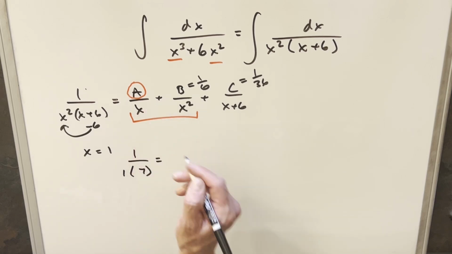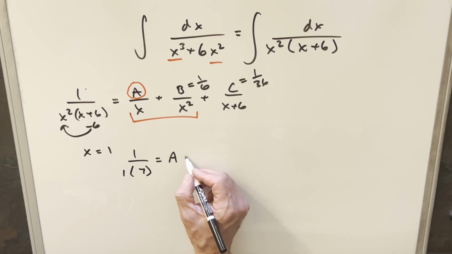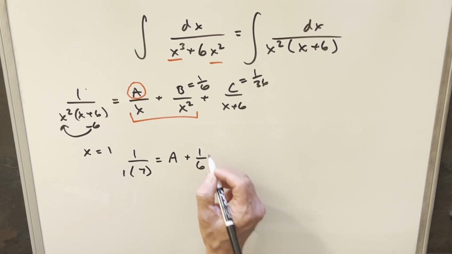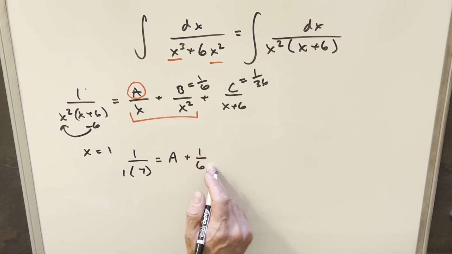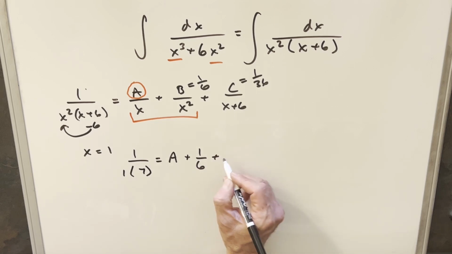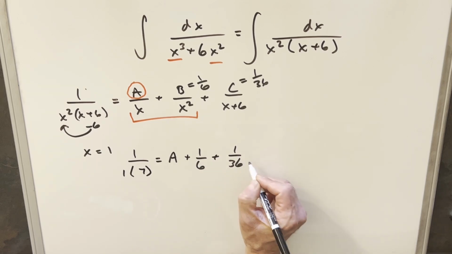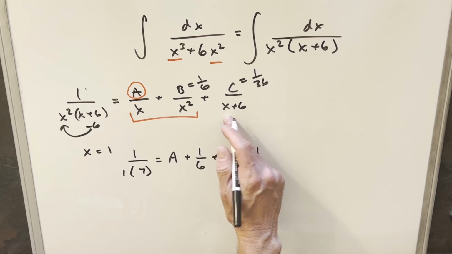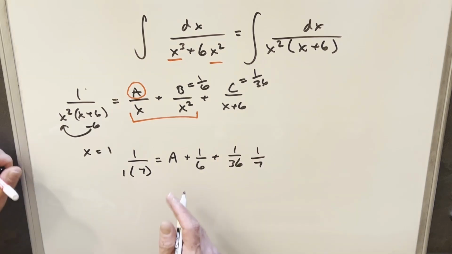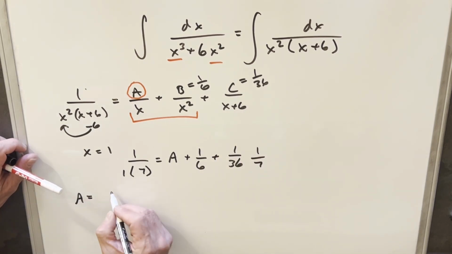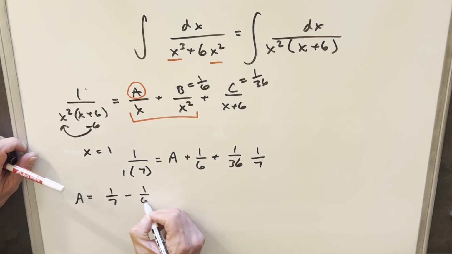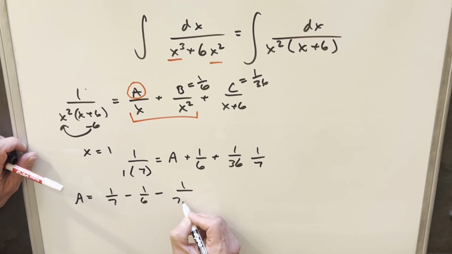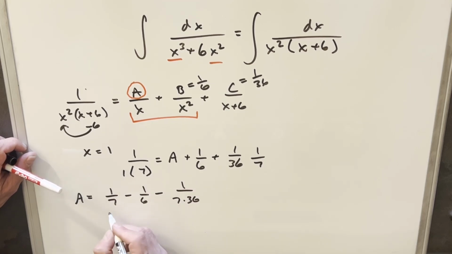Then we're going to have a over 1, so we'll just have an a. Then here I'm going to have 1/6 over 1 squared, that's just going to be 1, so we're just going to have a 1/6 here. And then we're going to have 1 over 36, and then this is going to be 1 plus 6, or 1 over 7. And then let me just isolate my a value, so we'll have 1/7 minus 1/6 minus 1 over 7 times 36. Let's get a common denominator for all this.